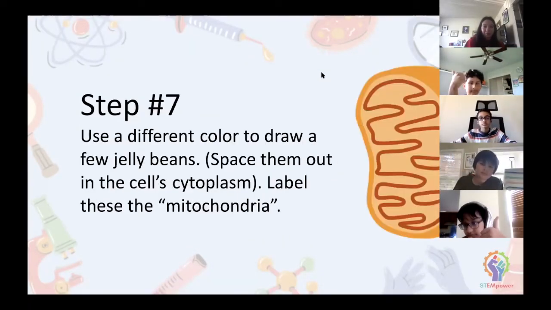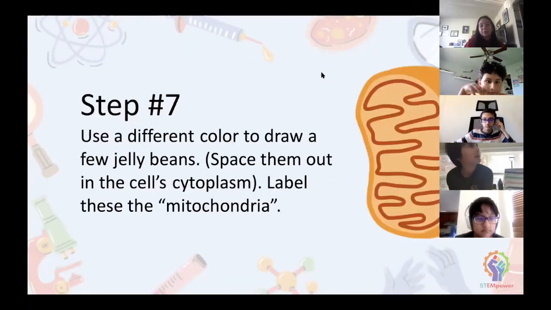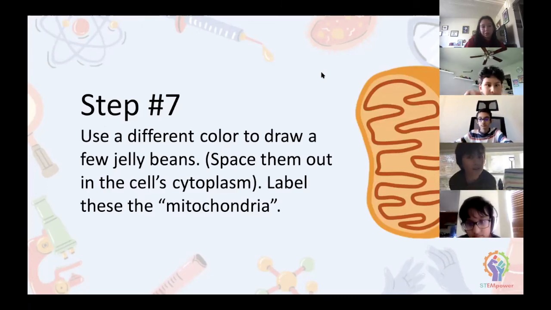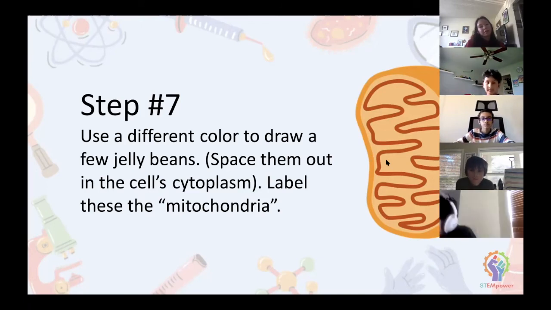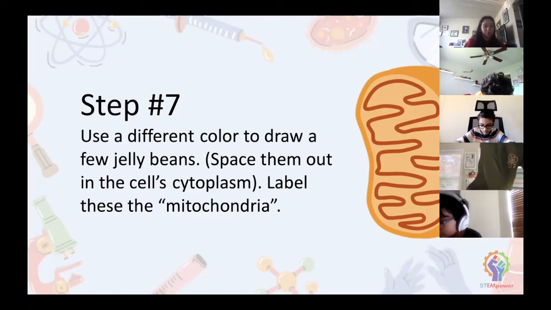Okay, perfect. So step number 7, we're going to draw the mitochondria. We're going to use, I guess, a few jelly beans. And then make sure you add little squiggly lines on it, kind of like the picture to the right. It's kind of how we tell it's the mitochondria. And then you can use different colors so you can tell which organelles are which.